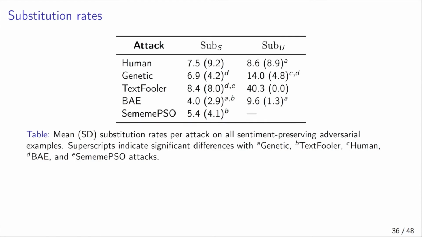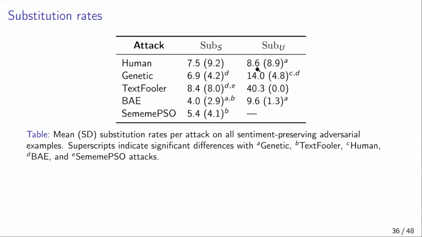We also looked at substitution rates. The substitution rate in this context is defined as the fraction of the number of adversarially perturbed words to the number of words in a sequence. So this means that 7.5 in this table, so this is again divided into successful and unsuccessful. For the human attack, this means that 7.5% of the words needed to be perturbed in order to find a label flipping adversarial example. This is similar for the genetic attack, 6.9. And here you can see the values for the other attacks as well.